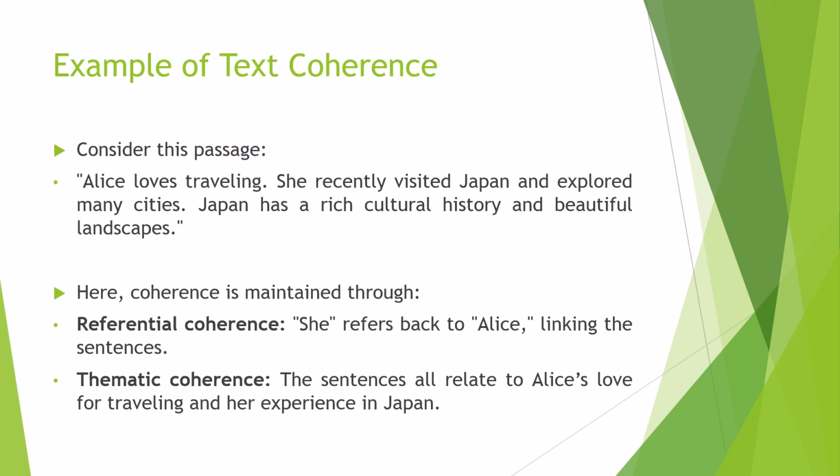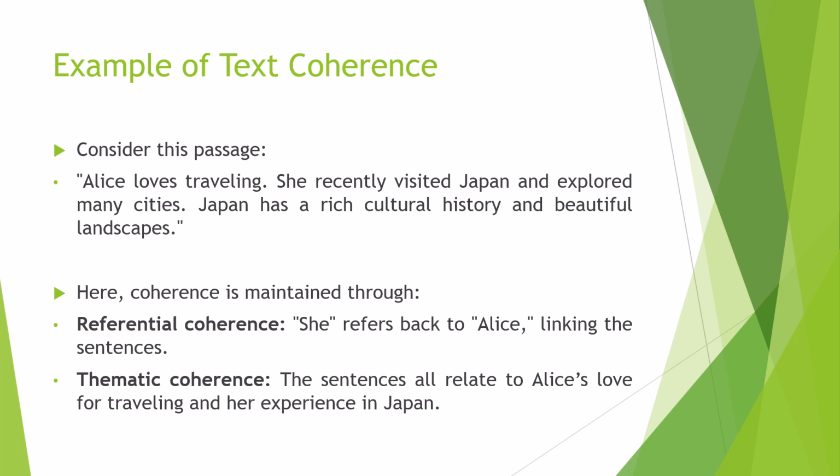In the next example, we have three sentences. Let us see what type of coherence is present in this given example. The first sentence is Alice loves traveling. The second one is she recently visited Japan and explored many cities. The third sentence is Japan has rich cultural history and beautiful landscapes.